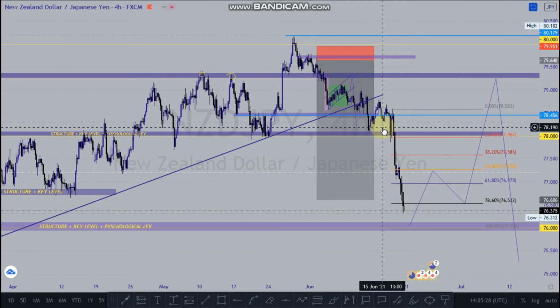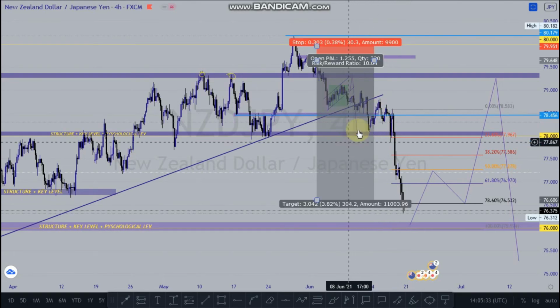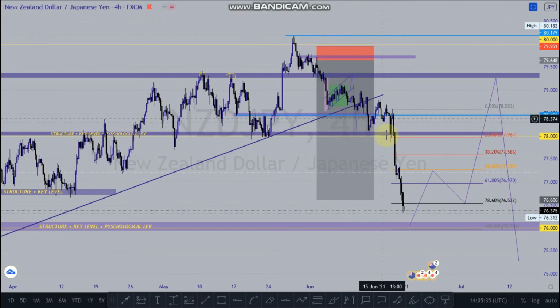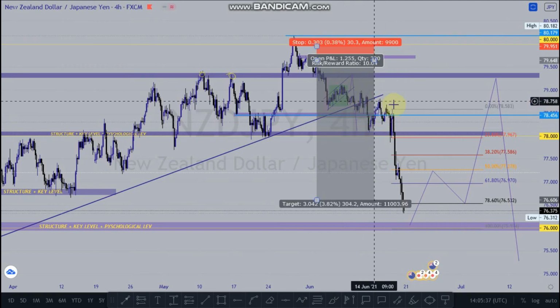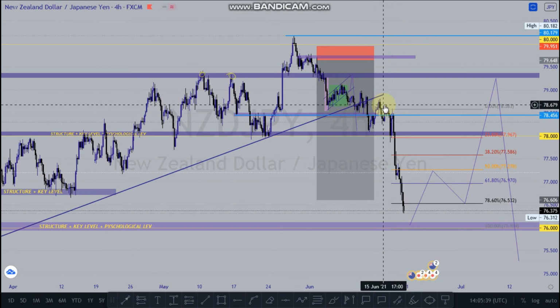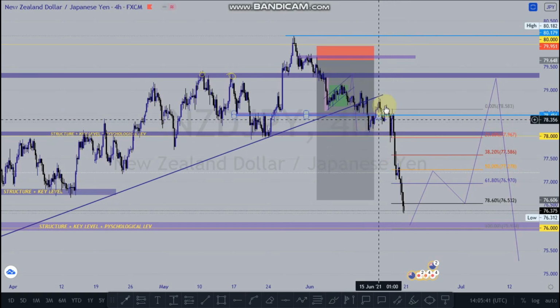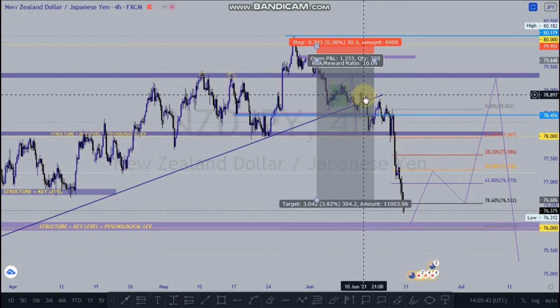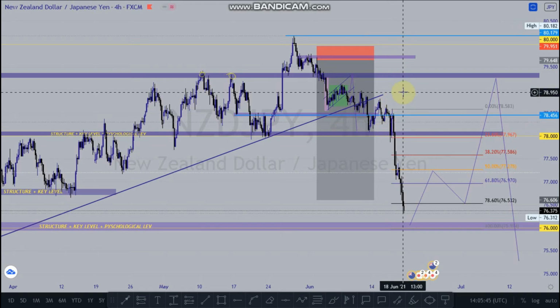I said it on my previous video that if you are buying this pair, it's very risky. As I stand, it's very risky to buy this pair. And indeed, look at what happened. You get in, you get stopped out. You get in, you get stopped out. Only the sales were moving more than the buys.